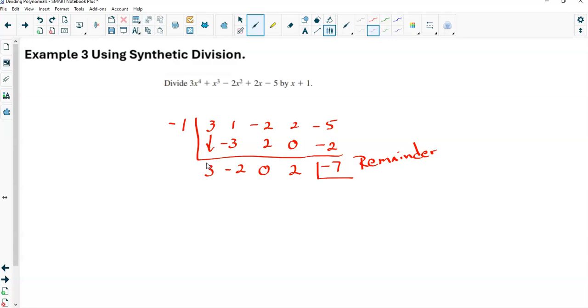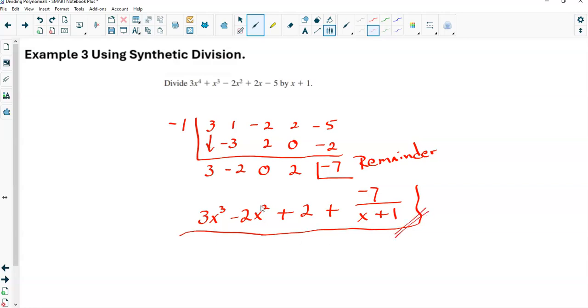We use the remainder in the answer. Now remember, this is 3x to the 4th power, so the degree is 4. You're going to start with one lesser than the degree, so you're going to start with the cubic term. This 3 is the coefficient for the cubic term. So that would be 3x cubed minus 2x squared. Notice the next one is x, but it's 0, so you don't put that. Plus 2, minus 7 over x plus 1, or plus negative 7 over x plus 1. And that is how you do synthetic division. Very simple, very straightforward. That's your answer right there.